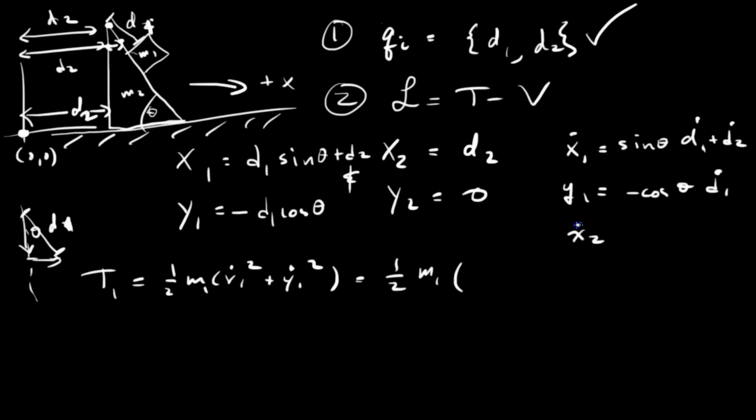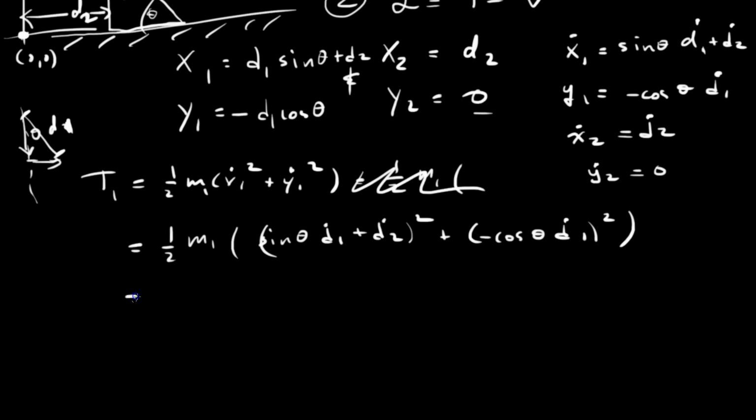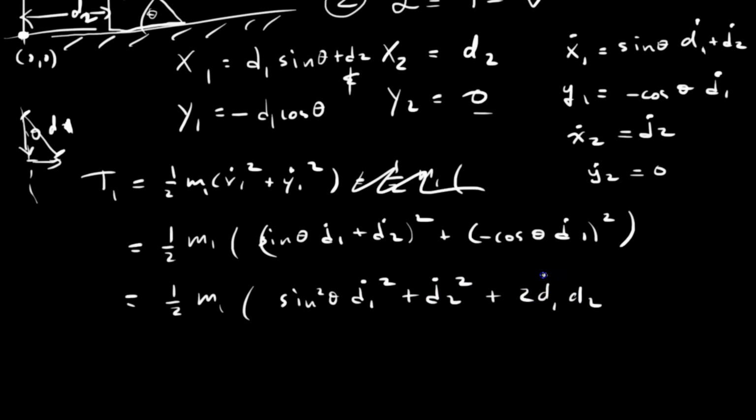Okay, and for x2 you do the same thing. x2 dot is just d2 dot, and y2 dot is 0, because y is 0. So it's just 1/2 m1, and x1 is sine theta d1 dot plus d2 dot, square all that, plus y1, which is negative cosine theta d1 dot squared. And now we just have a bunch of algebra. So 1/2 m1 times sine squared theta (d1 dot squared plus d2 dot squared plus 2 d1 dot d2 dot sine theta), plus cosine squared theta d1 dot squared. Just expand everything.